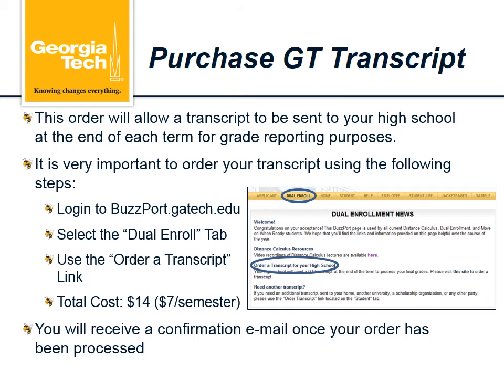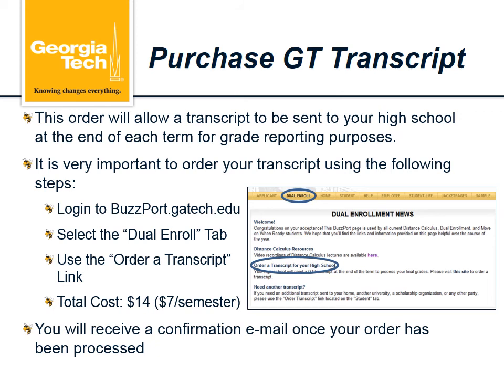First, log into buzzport.gatech.edu. Next, select the Dual Enroll tab. It's very important that you select this tab and place your order through the Order Transcript link located on the right-hand side of the page. You will need to order 2 copies of your transcript, one for fall term, the other for spring term.